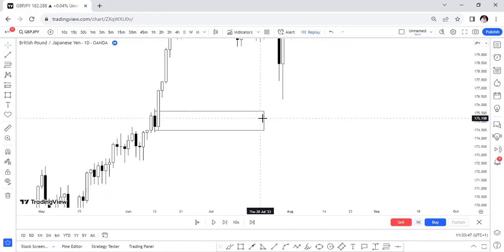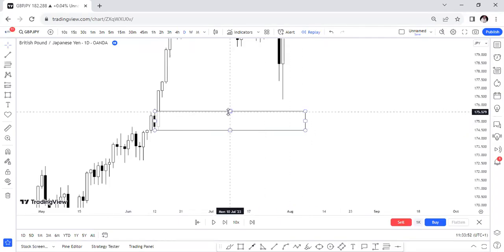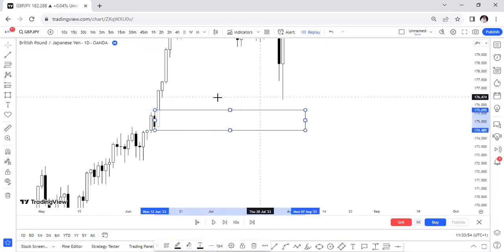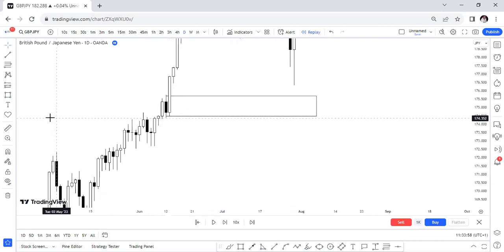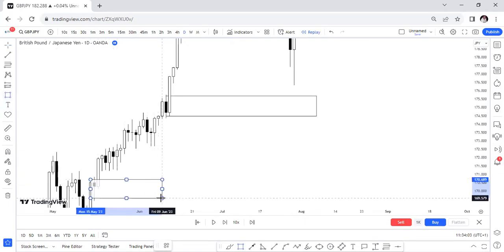Because you are waiting for price to come into the zone. Yes, you mark them out. Here, price does not come into the zone. There's a gap here, which we're going to talk about right now. This is engulfing. That creates a zone there.